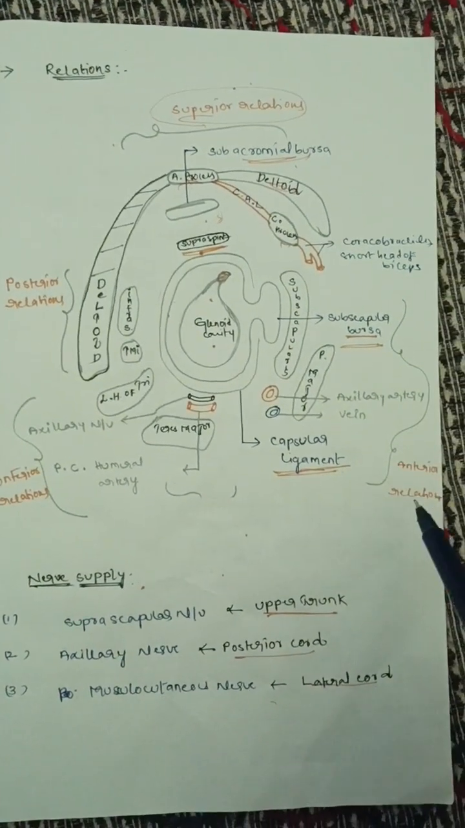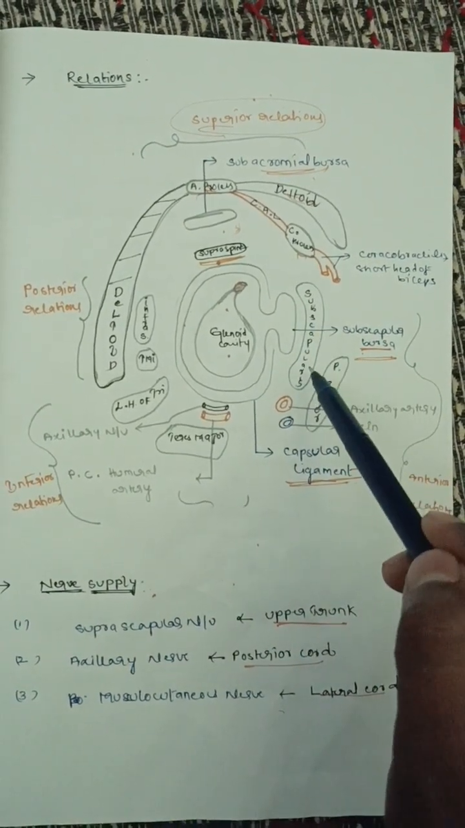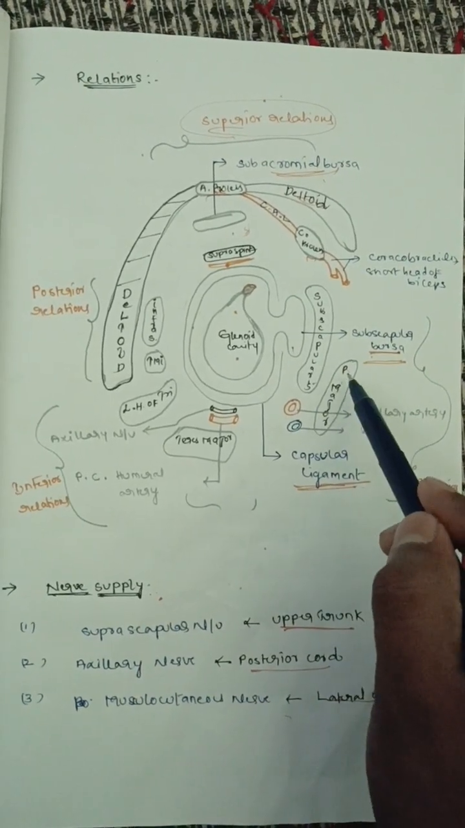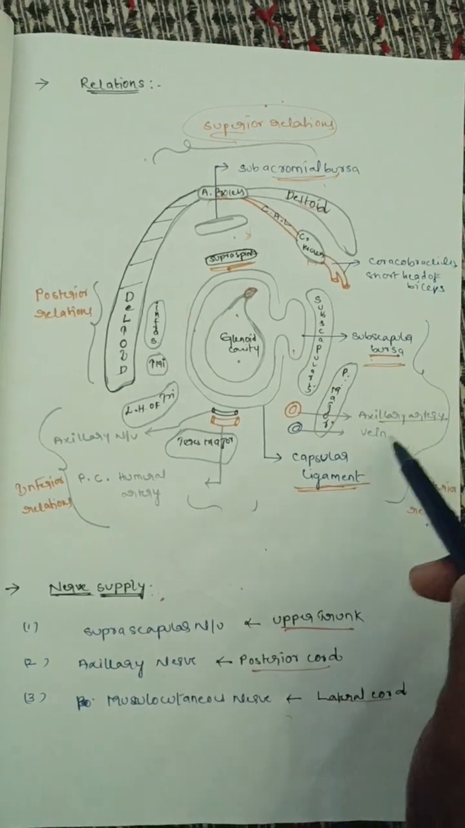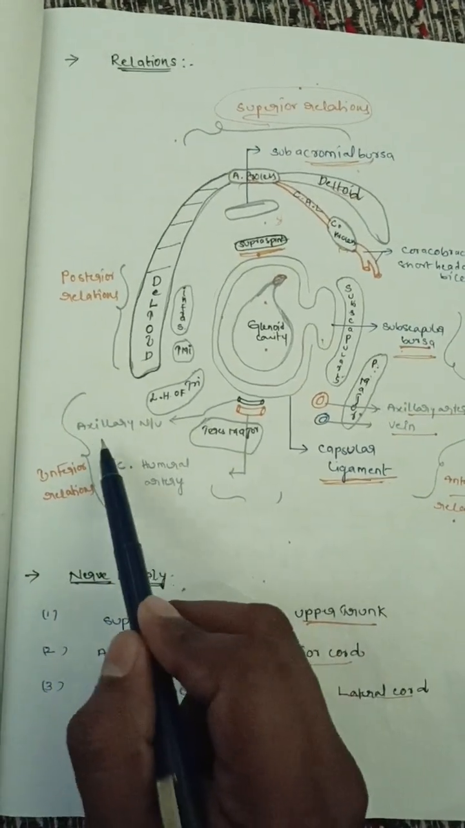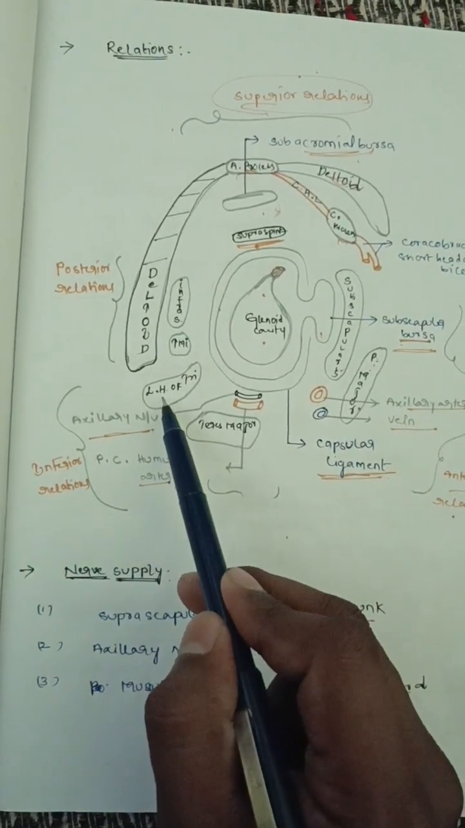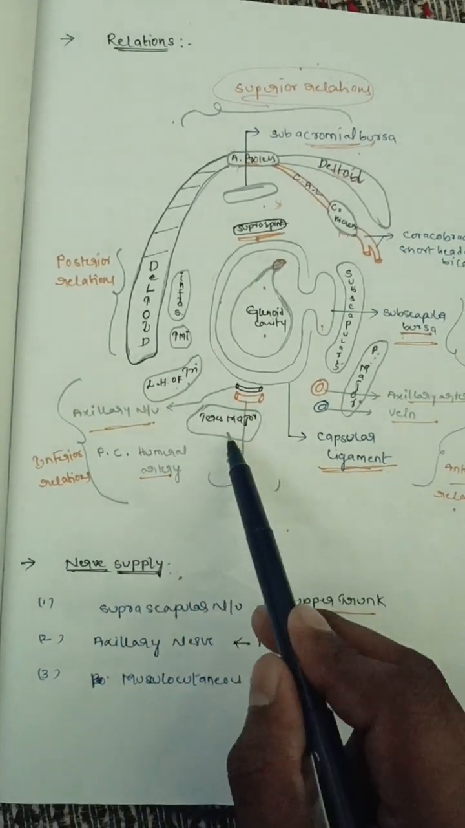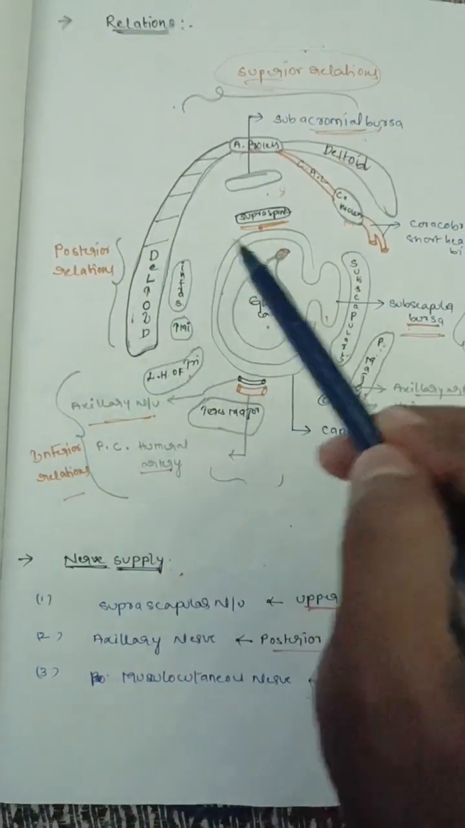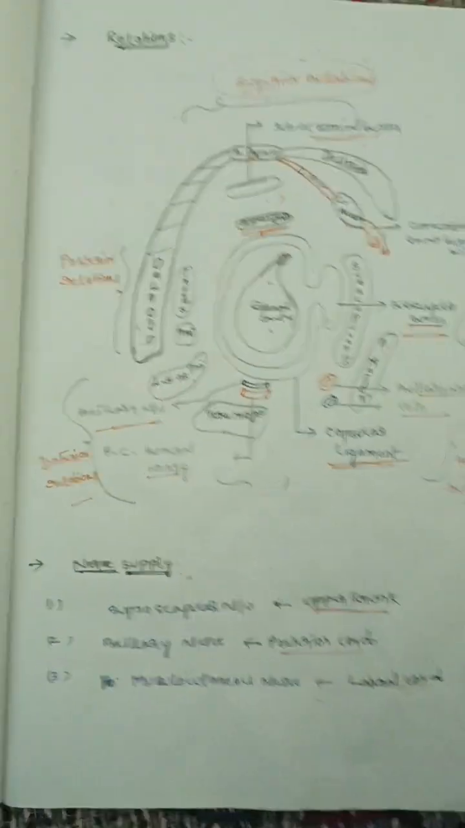In the anterior relations are the subscapular muscles, and below the subscapular muscles is a bursa called the subscapular bursa. Another is the pectoralis major muscle, axillary artery and axillary vein. These are the anterior relations. The inferior relations are the axillary nerve, posterior circumflex humeral artery and lateral head of the triceps. Another one is the teres muscles. These are the inferior relations. The posterior relations are the deltoid muscle, infraspinatus muscle and teres minor. These are the posterior relations.